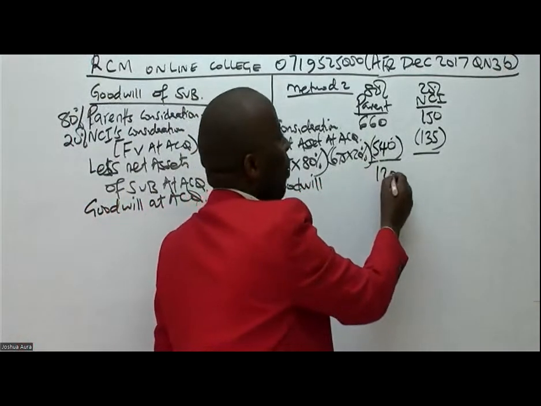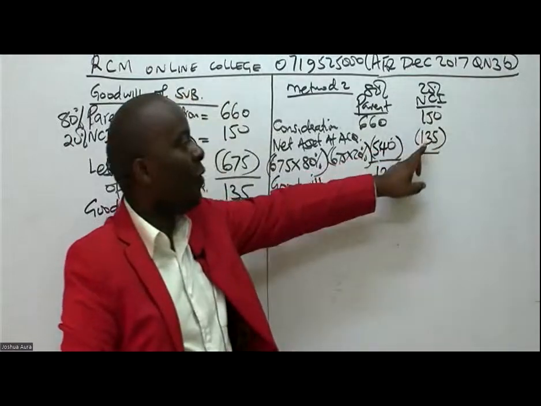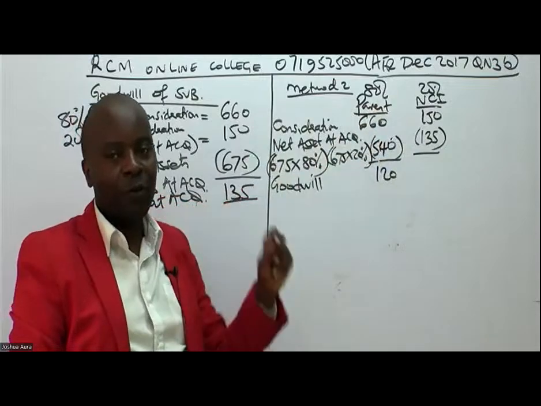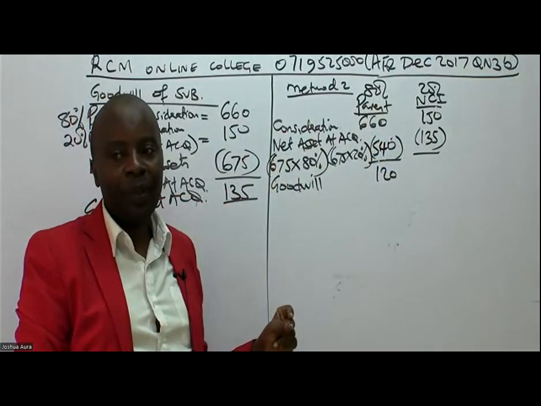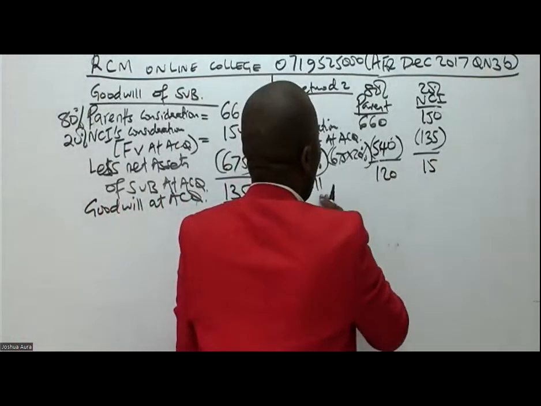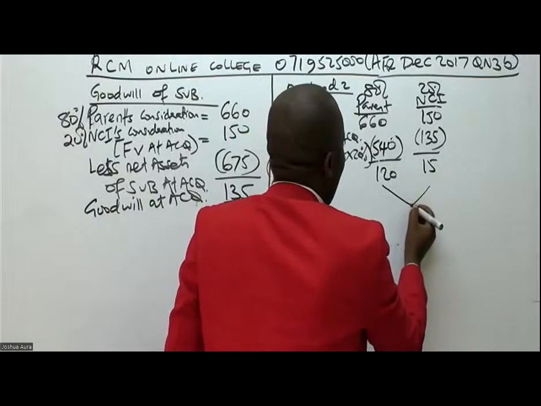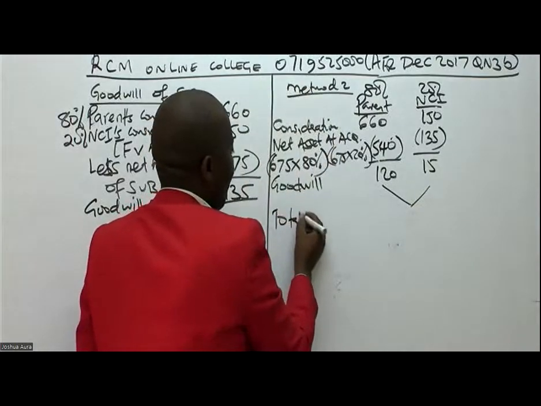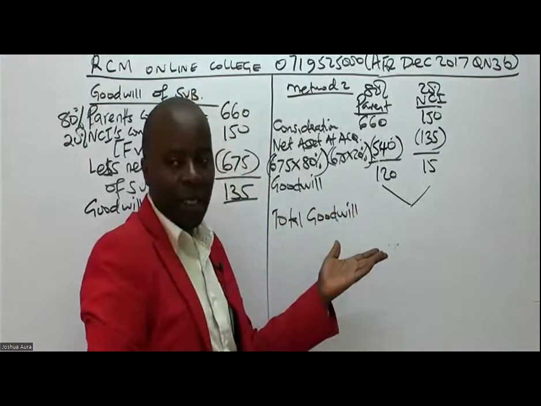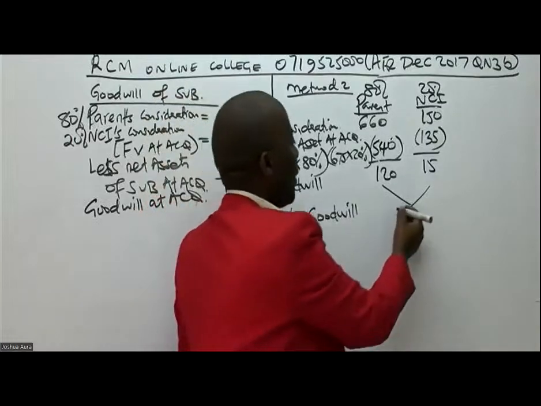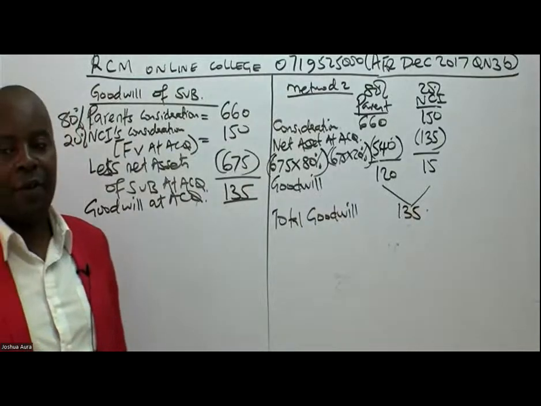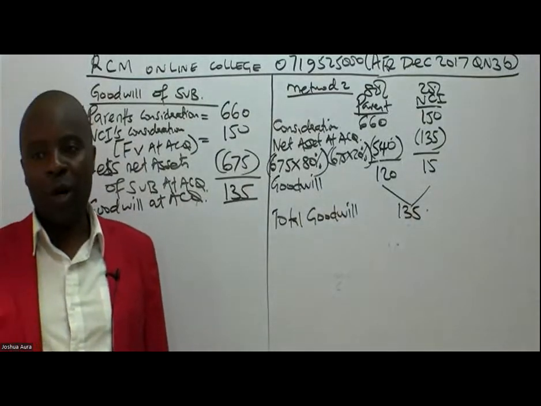Thank you very much. How about goodwill of NCI? 150 minus 135 gives me 15. Thank you so much. So this is goodwill at acquisition. If I combine the two, I'll be able to get the total goodwill. The total goodwill will be 120 plus 15, which gives me the same figure as 135. This gives me a total goodwill of 135.